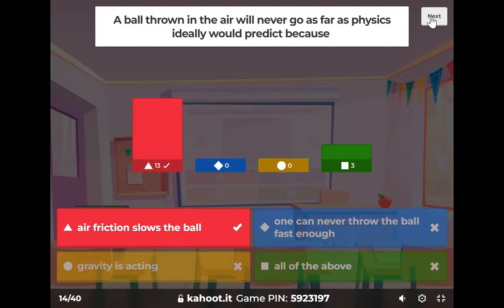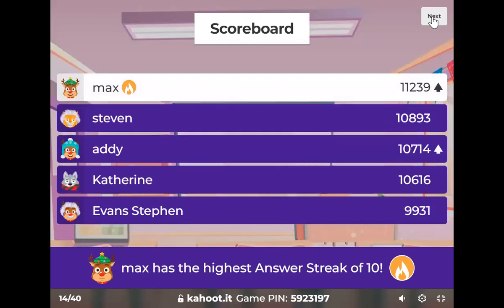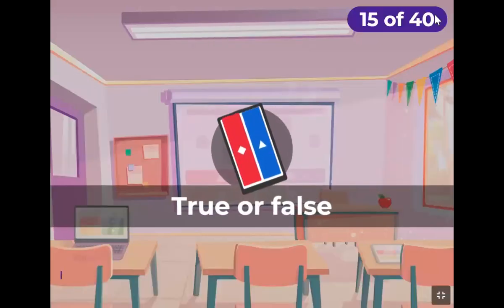Because in our equations, we're going to neglect air drag, right? We're considering how fast we're throwing. We're considering gravity in the equations, but we're ignoring air drag. So it's a very simple parabola shape. When you include air drag, it gets really complicated. All right, Max, on fire, too tough.